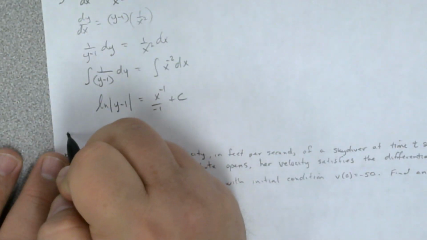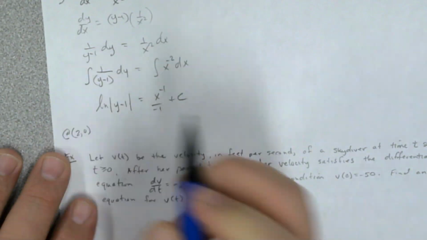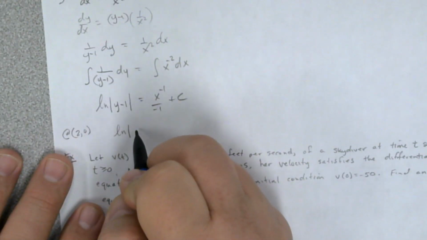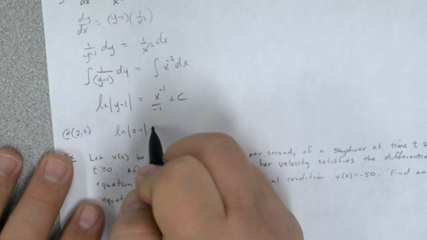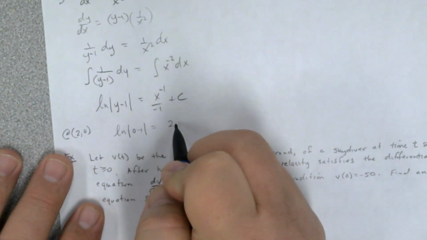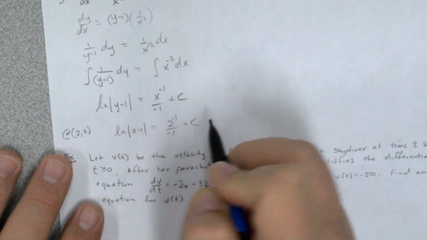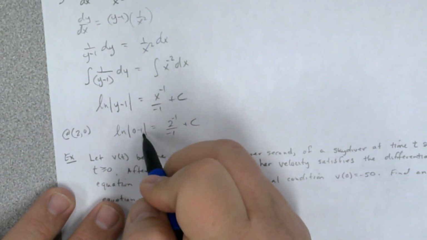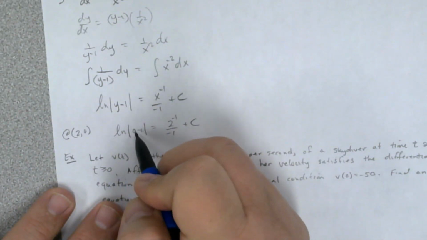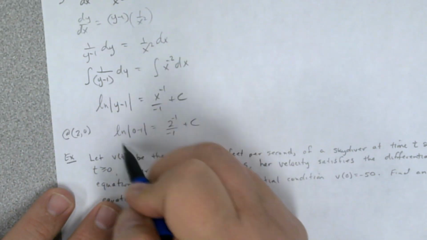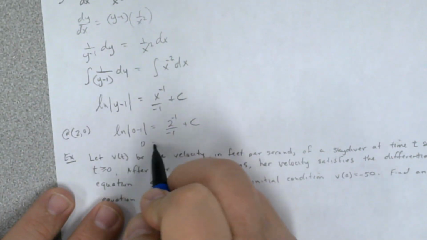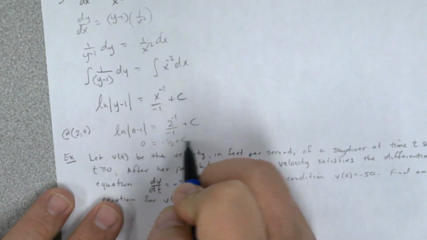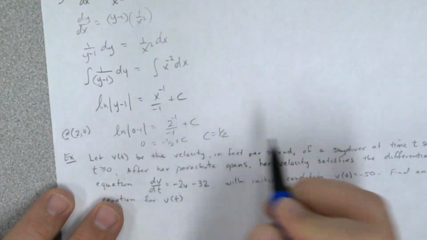Our initial point is at 2, 0. So when I do that, I'm going to get the natural log of the absolute value of 0 minus 1. And over here I'll get 2 to the negative 1 over negative 1 plus a constant. When you work all this out, this is going to become the natural log of negative 1 in absolute values, which makes it a natural log of 1, which makes this 0. This over here will be negative 1/2 plus constant. So c is equal to 1/2.